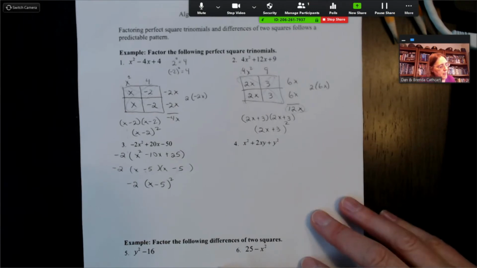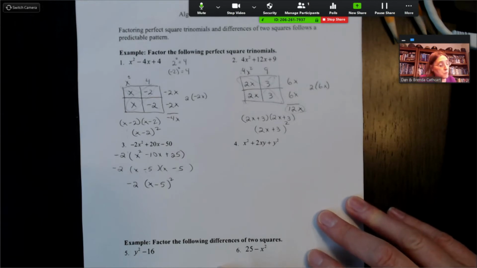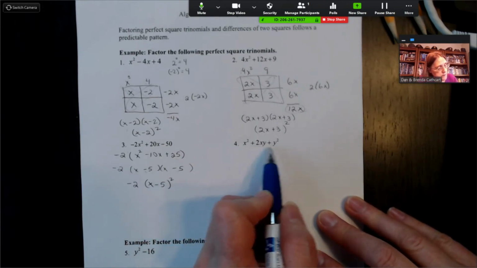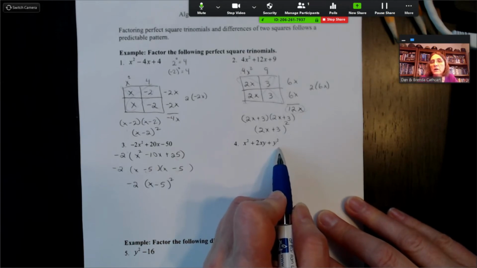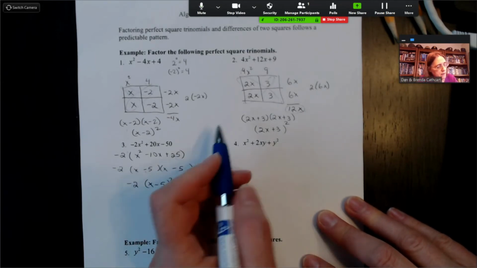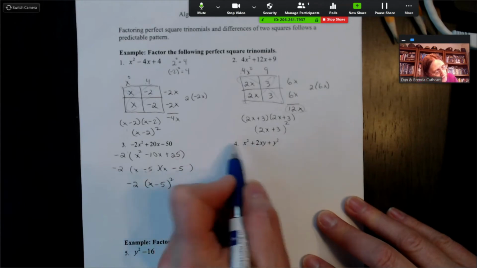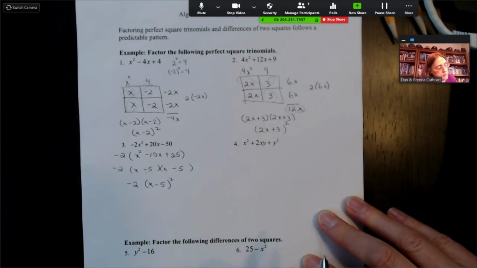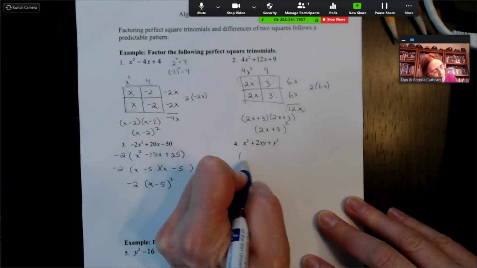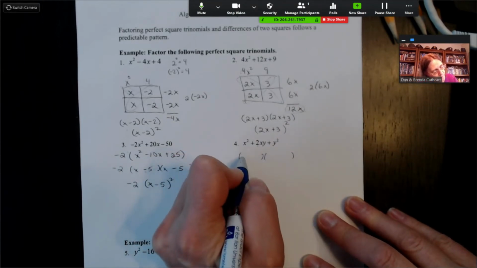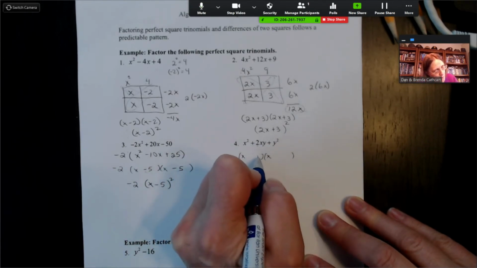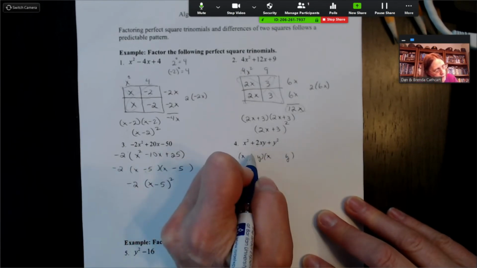Okay. Our next example has two variables in it, but it works the same way. Our first term is a perfect square, x times x. Our last term is a perfect square, y times y. And the middle term here is 2 times x times y. So it fits the pattern exactly. Let's write it out so we can see. We have x times x for x squared and y times y for y squared.